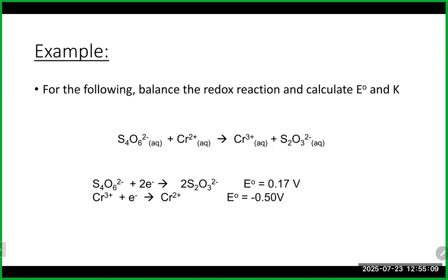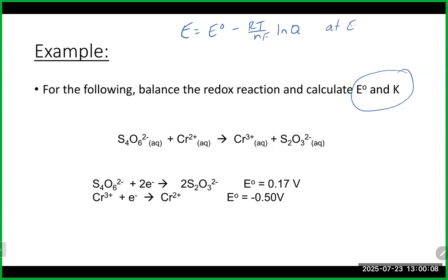All right, so one last one here for the following. Forget the balancing part. Just calculate E and K for this one here. Okay, let's take a look. So again here, we're looking for E and K. As I mentioned before, if you can't remember that equation, but you can remember the Nernst equation, you could derive it from it.